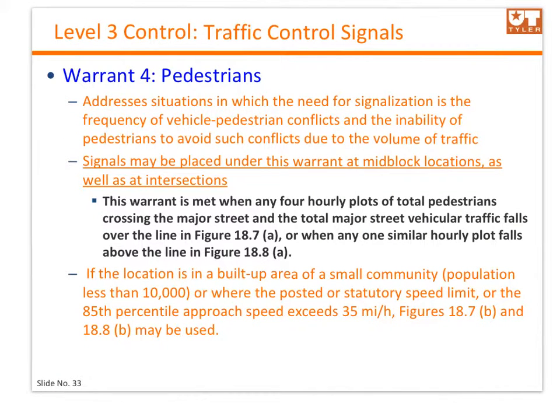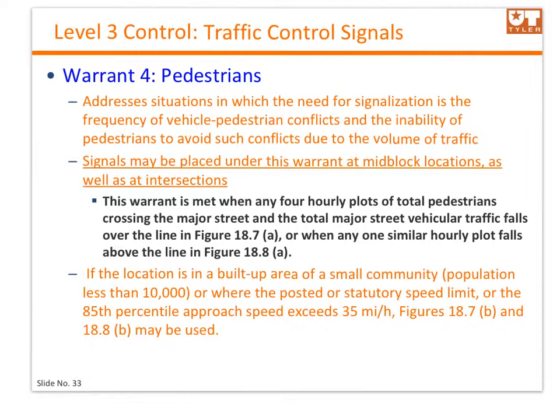The 4th warrant has to do with pedestrians. This warrant really tries to address situations in which the need for signalization is the frequency of vehicle-pedestrian conflicts, and sometimes even the inability for pedestrians to avoid such conflicts due to the volume of traffic. So for this case, signals may be placed under this warrant at mid-block locations as well as the intersection. And the question now would be, how are we going to meet this warrant?